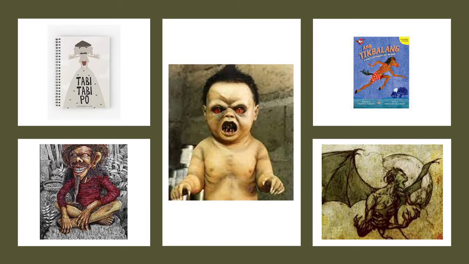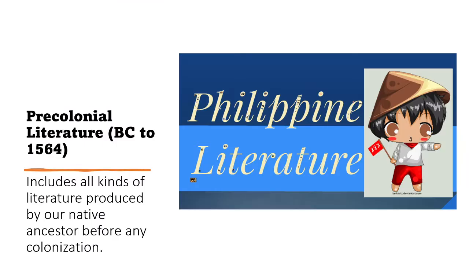Next, these horrifying pictures are about mythology. About Nuno sa Punso. In the center picture, you can see the Tiyanak, ang anak ni Danis. And others like Tikbalang, Manananggal, and the Duwende. Popular in the Filipino mythology. That was all about pre-colonial literature. This includes all kinds of literature produced by our native ancestors before any colonization. So before we were colonized, we had our own literature.